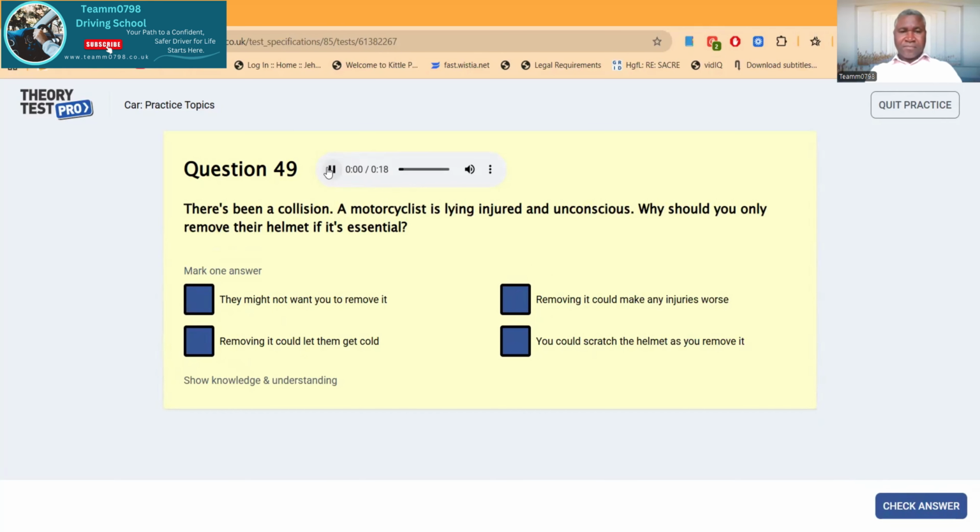There's been a collision. A motorcyclist is lying injured and unconscious. Why should you only remove their helmet if it's essential? They might not want you to remove it. Removing it could make any injuries worse. Removing it could let them get cold. You could scratch the helmet as you remove it. Removing it could make them injured, yeah.